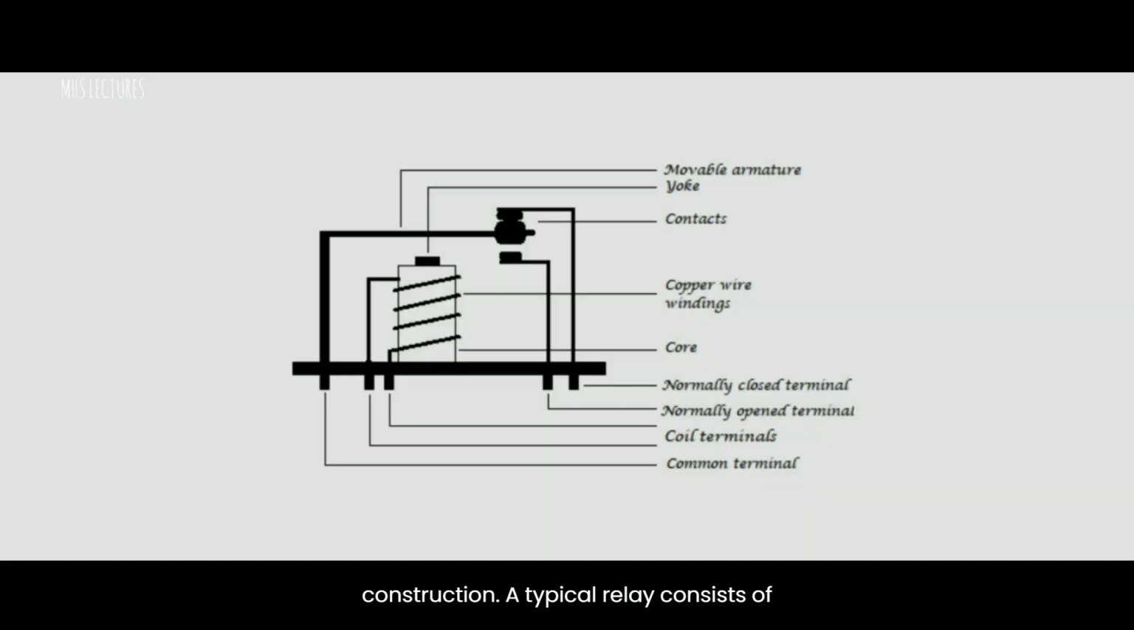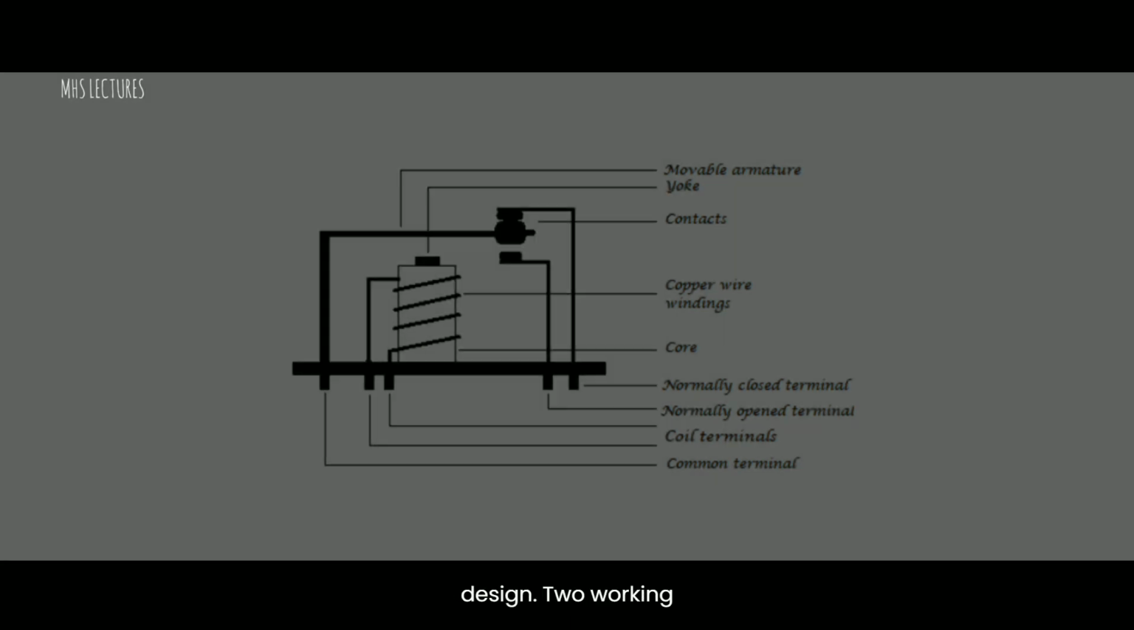Here are some key aspects of relays. 1. Construction. A typical relay consists of a coil, a set of stationary contacts, and a movable armature. The coil is usually made of a copper wire wound around a core, creating an electromagnetic field when a current passes through it. The contacts are metallic plates that can either be normally open, NO, or normally closed, NC, depending on the relay's design.